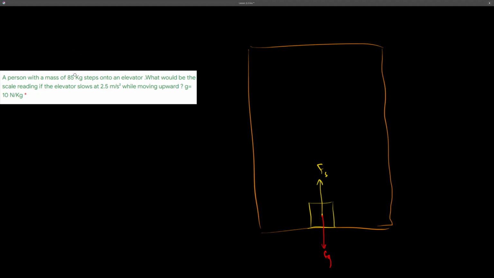So for this next question, we have a person with a mass of 85 kg. So m is equal to 85 kg. And he steps onto an elevator. Now it wants to know the scale reading if the elevator slows. So slowing down means acceleration is negative, at a rate of 2.5 meters per second squared. So negative 2.5 meters per second squared, and it moves upwards, meaning that the person is going to feel lighter.